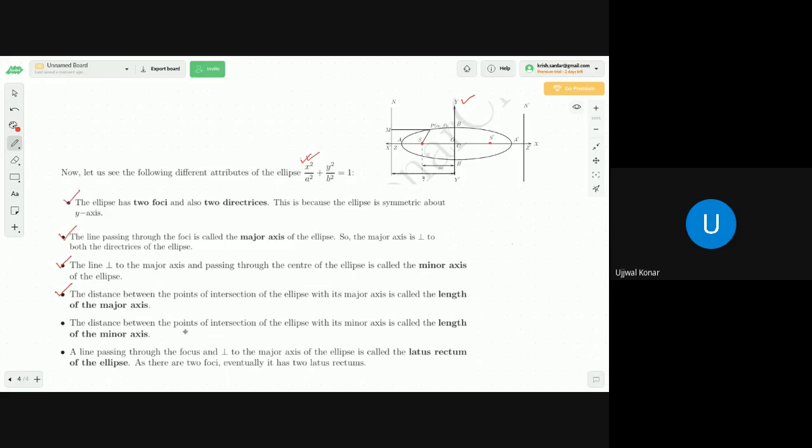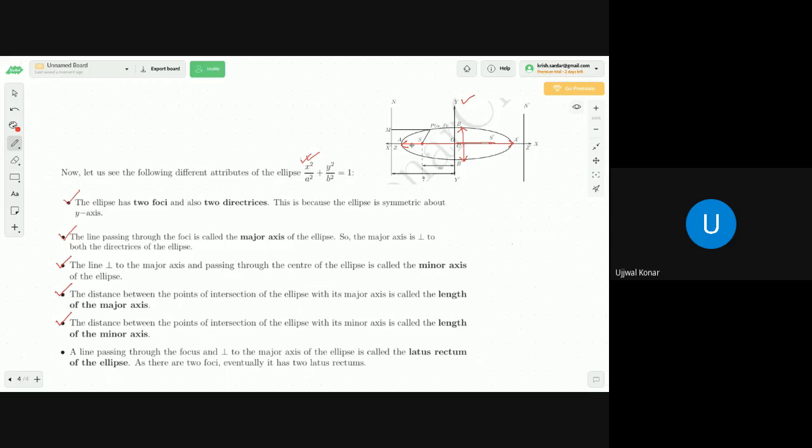Now the next point is the distance between the points of intersection of the ellipse with its minor axis is called the length of the minor axis. So in this case, B B dash is the length of the minor axis, correct? So let me read out once more. The distance between the points of intersection of the ellipse with its minor axis, which is the y-axis in this case, is called the length of the minor axis. And the distance between the points of intersection of the ellipse with its major axis is called the length of the major axis. That is A A dash is called the length of the major axis. Correct?